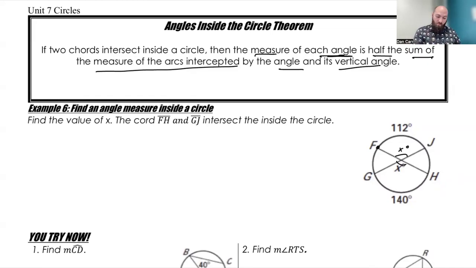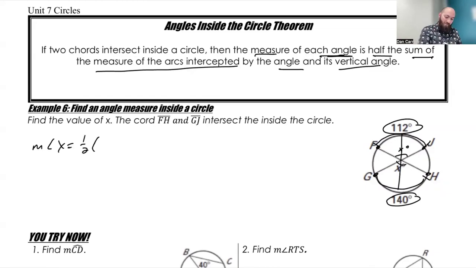But if I look at the endpoints of this X figure here, we have arc 112 and arc 140. And I like to draw a line that goes right through both vertical angles. So I'm connecting those two arcs. So that's 112 and 140. Based on this, the measure of angle x is equal to 1/2 the sum of 112 plus 140. So the measure of angle x is equal to 1/2 of 252. So the measure of angle x is equal to 126 degrees.